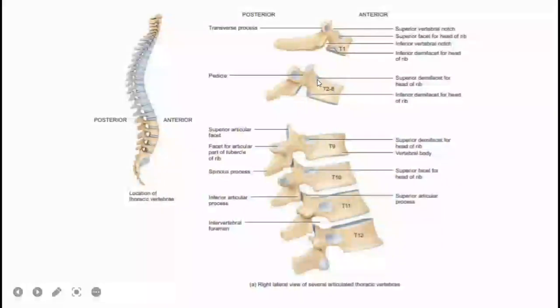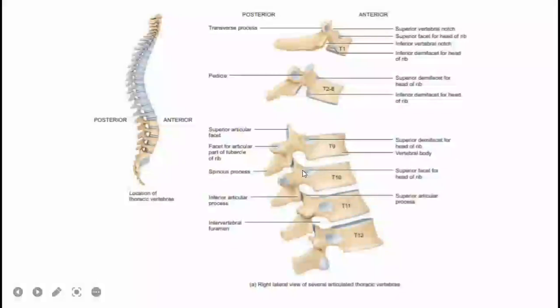Then the superior demifacet for head of rib from T2 to T8. Then the inferior demifacet for head of rib. It's located down there. We have the superior articular facet, as you can see, projects superiorly. Then the facet for articulation, the facet for the articular part of the tubercle of rib, located at this level. Then the superior demifacet for head of rib, and that is the vertebral body.